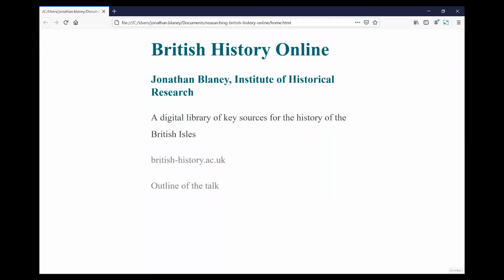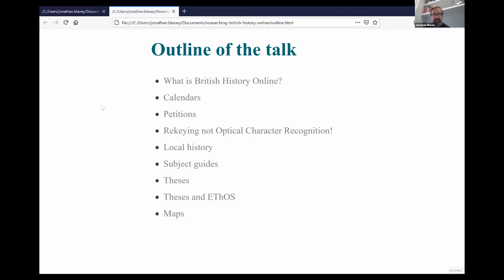I'm going to share my screen. Are we talking about BHO, which is, as it says here, a digital library of key sources for the history of the British Isles? This is what I'm planning to cover in the next 15 minutes, if I can get through it all.